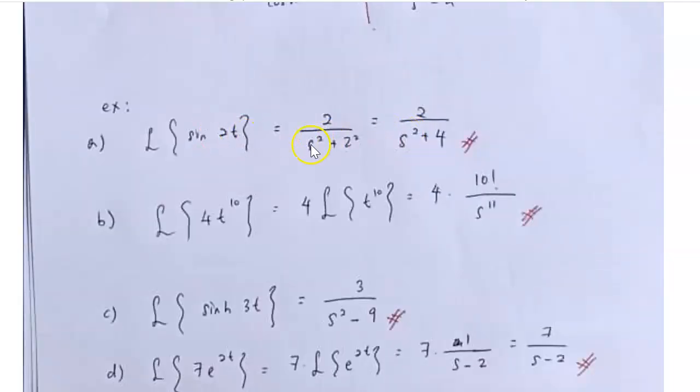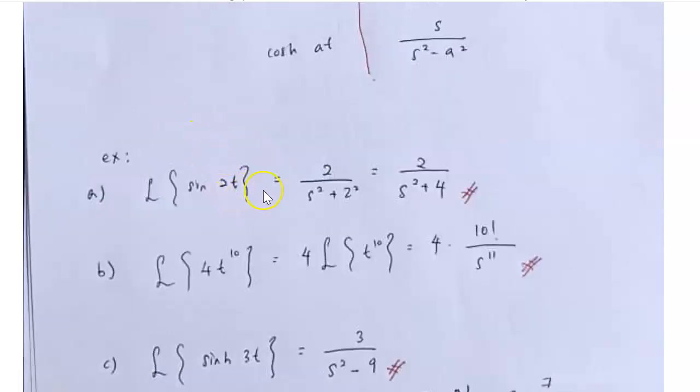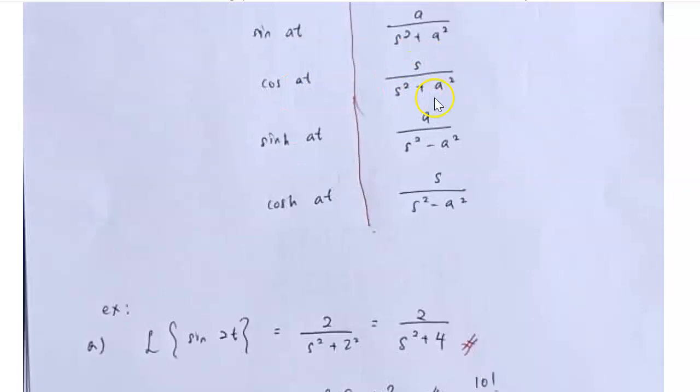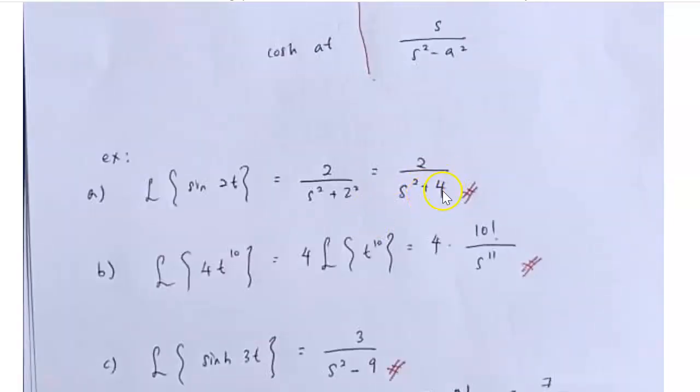Then look at example. The first one, find the Laplace transform of sin 2t. So we look at the table, sin 2t. Your a is 2. So 2 per s squared tambah 2 kuasa 2, 2 per s squared plus 4.